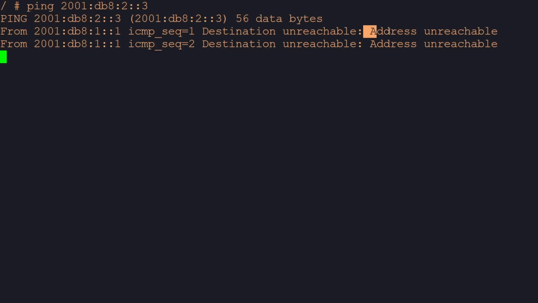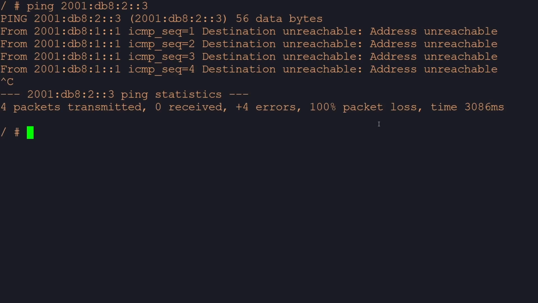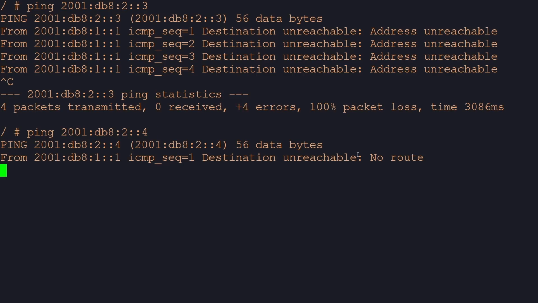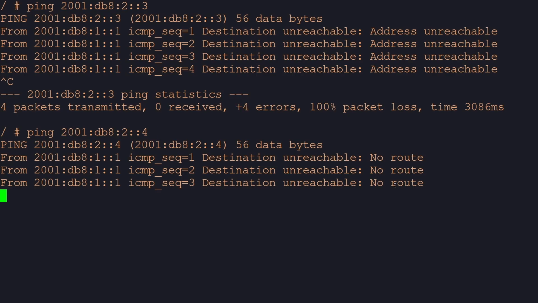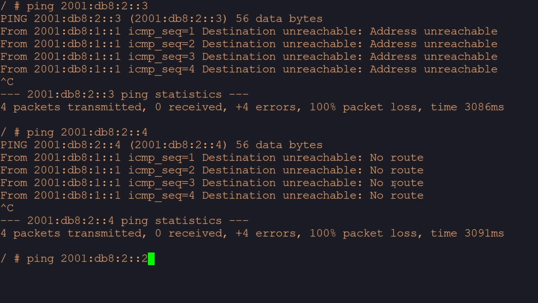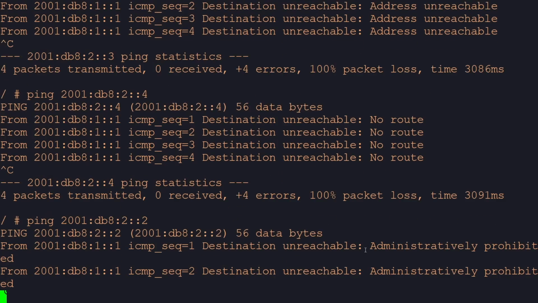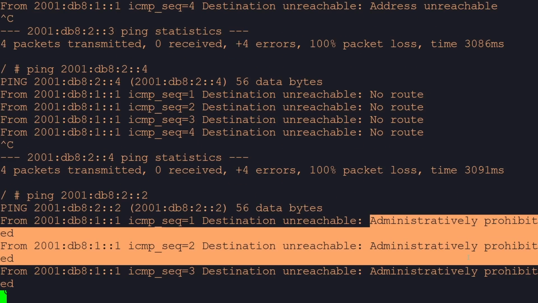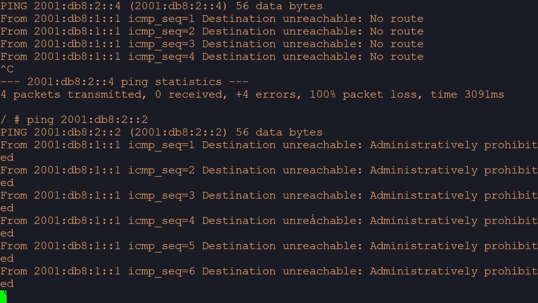So, of course, a few other errors we can get back. So we can get address unreachable. We can get no route. And one more, the router could say administratively prohibited. So administratively prohibited is a nice way of saying the firewall blocked you. A lot of firewalls don't send this, they just drop the packet. But if you kick back an ICMP administratively prohibited, then it makes debugging your network a lot easier.